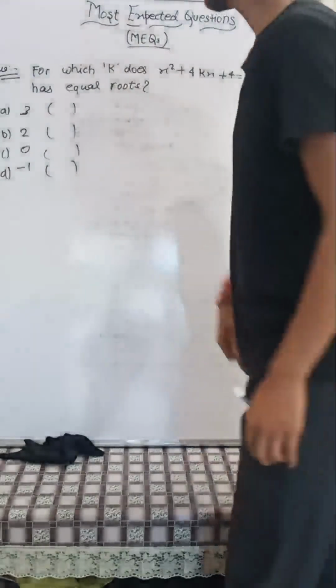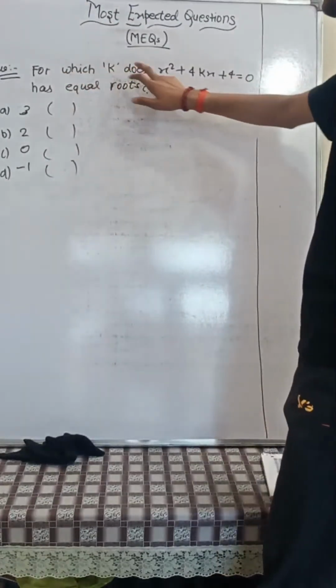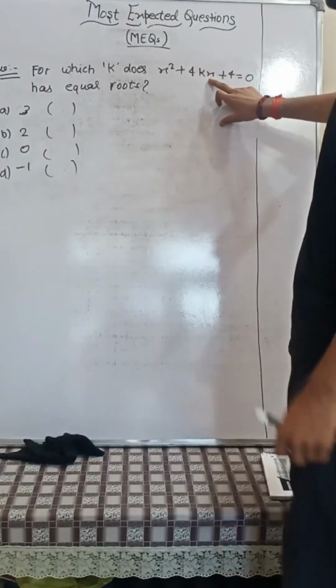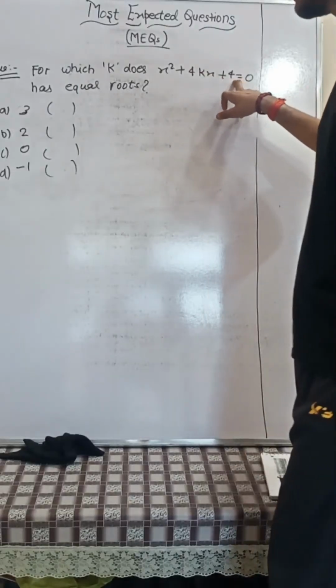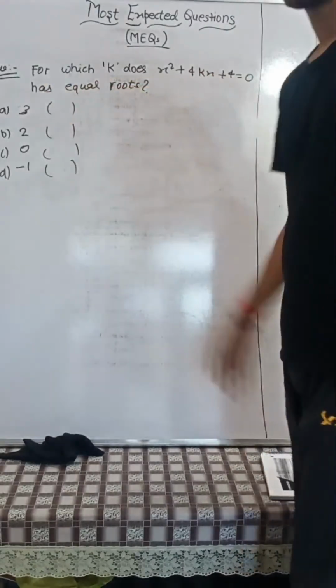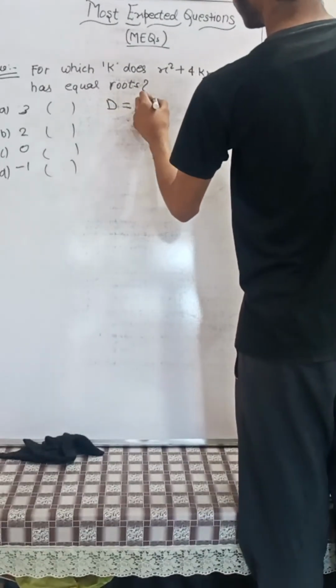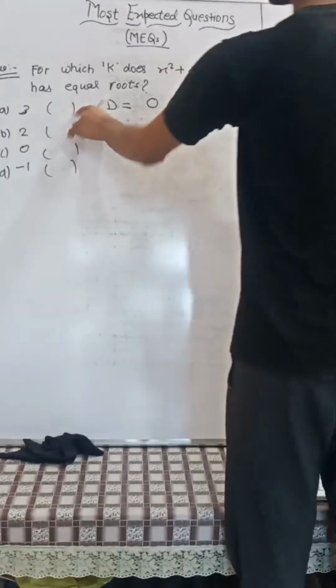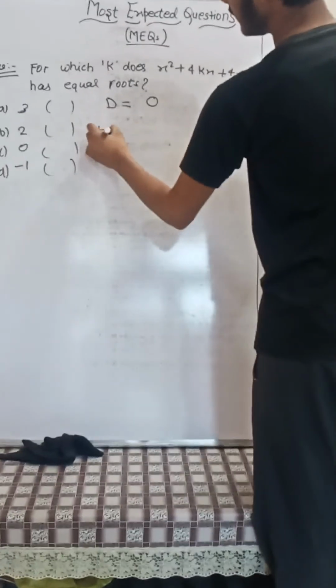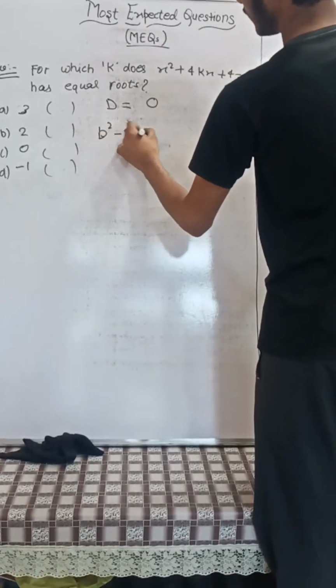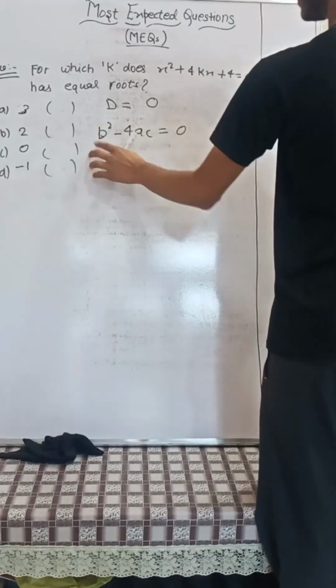Now next question here, for which k does x square plus 4kx plus 4 equals 0 have equal roots. As you all know, for equal roots, the discriminant is equal to 0. The discriminant is b square minus 4ac equals 0.